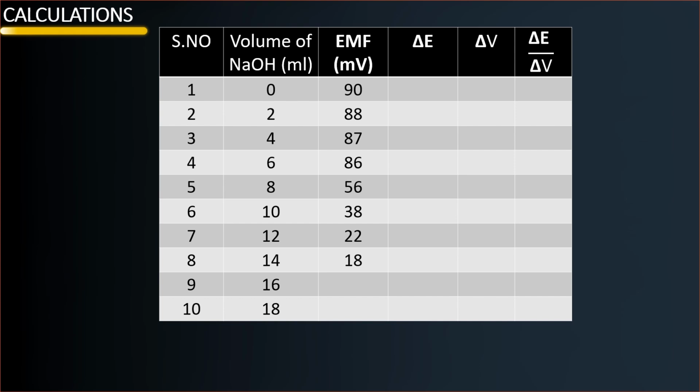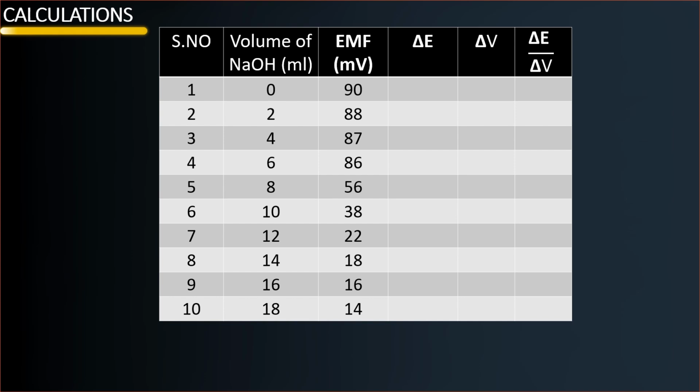So, starting from the initial value at 0 ml NaOH, you got 0.09. By adding 2 ml each time, the value slowly decreases. At some point, you will observe a high difference between the values, that is the sudden decrease in EMF. That is the end point. And after the end point also, the value slowly decreases. At that point, you can stop adding NaOH from the burette.